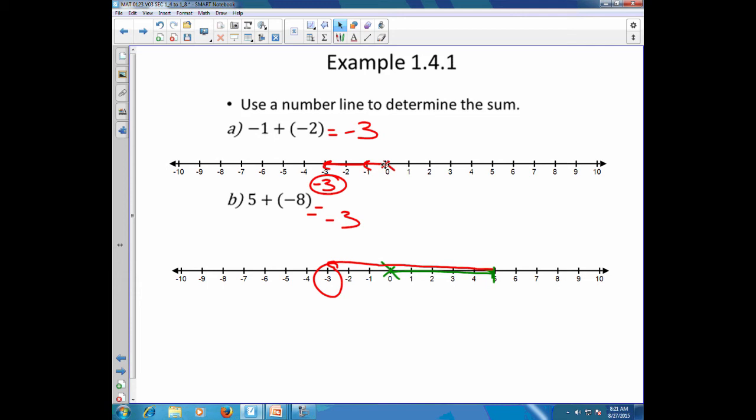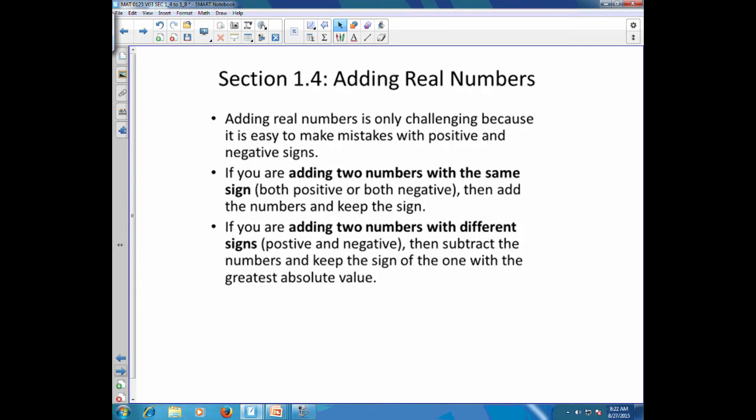Now, we don't need a number line in order to add these numbers. Adding real numbers is only really challenging because it's easy to make mistakes with positive and negative numbers. So if you're adding two numbers with the same sign, if they're either both positive or both negative, then you just want to add the numbers together and keep the sign. If you're adding two numbers with different signs, one positive and one negative, then subtract the numbers and keep the sign of the one with the greatest absolute value, or keep the sign of the bigger number.